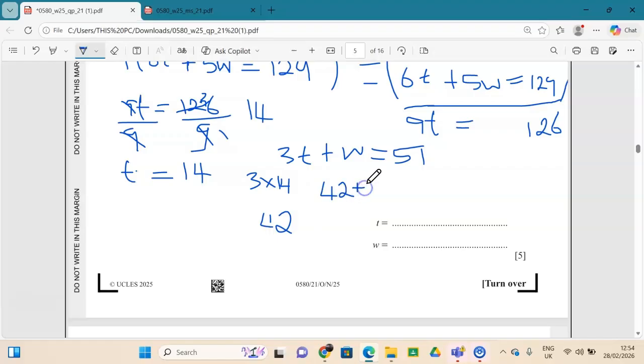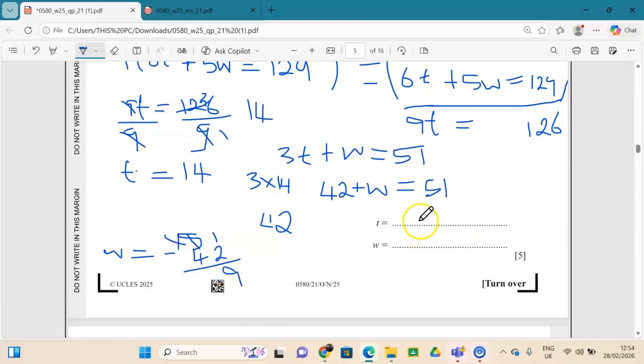So that follows that 42 plus what? W will be equal to 51. So we now solve. In that case, we can say that our W will be equal to 51 minus 42. If we borrow, this becomes 11 minus 2, which is 9, and 4 minus 4, because we'll be left with 4 here. 4 minus 4 will obviously be 0.